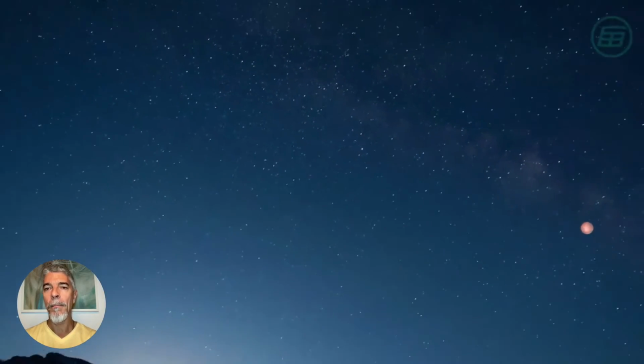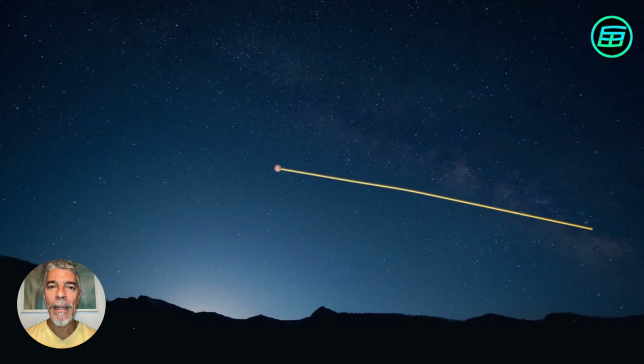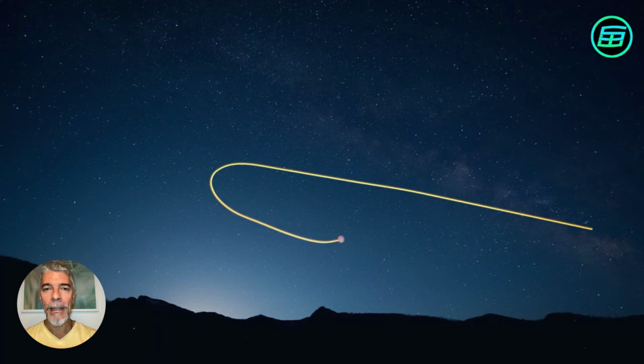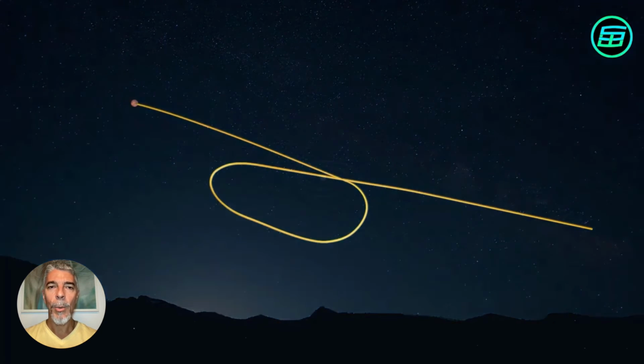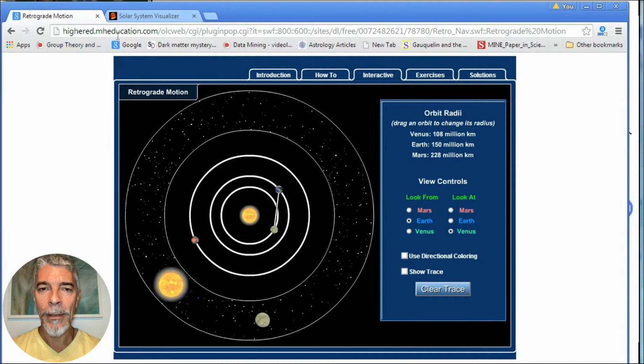If we look at Mars, for example, it looks like it's slowly moving forward, and then it starts braking, and then it apparently starts going back for a while, and then it starts braking, slows down again, and then continues to go forward. So how does it actually work? This is the model of how it works.